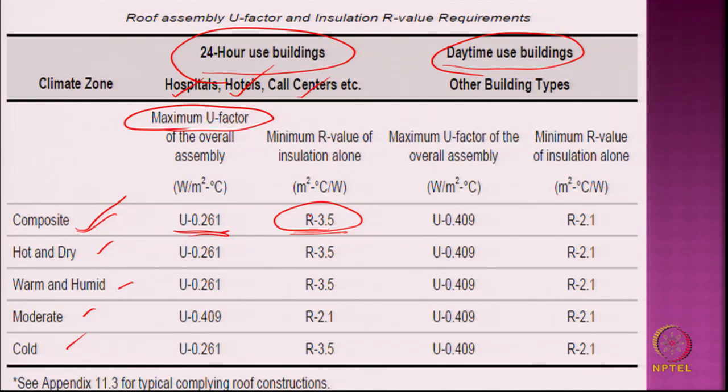So, therefore, you can calculate it, because you remember we said 1 over U is equal to 1 by H_o plus R1 plus R2, R3, etc., which was L1 by K_i, if you remember, plus 1 by H naught. So, the minimum value of insulation required, that one can check, and for the maximum value of U for only daytime use building, these are the values given.